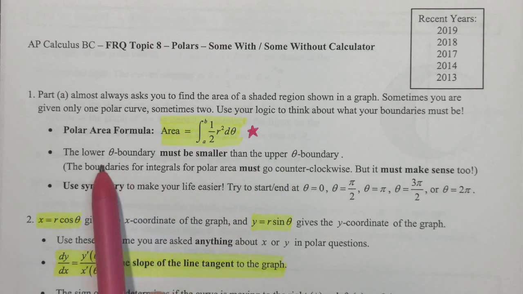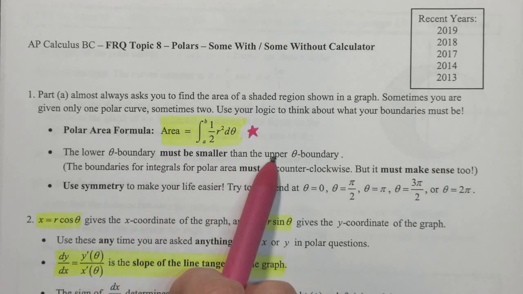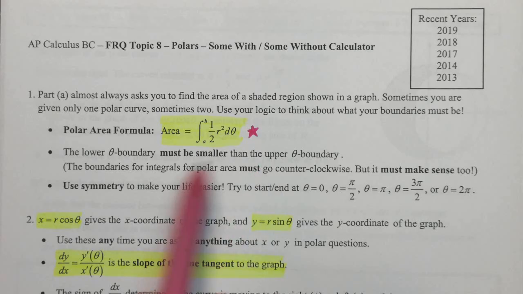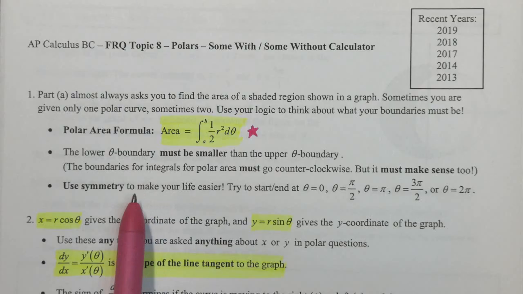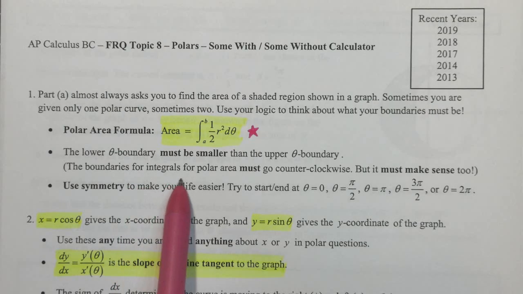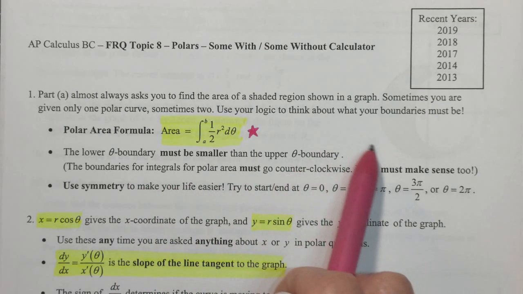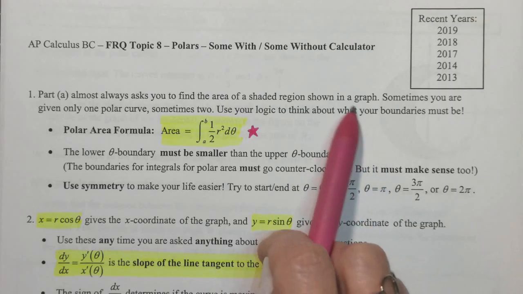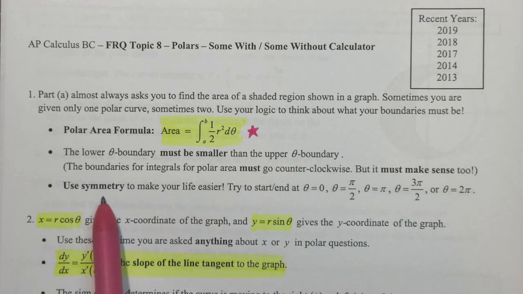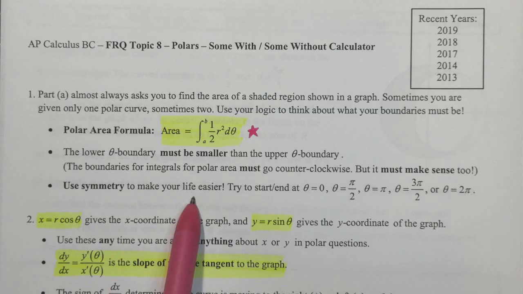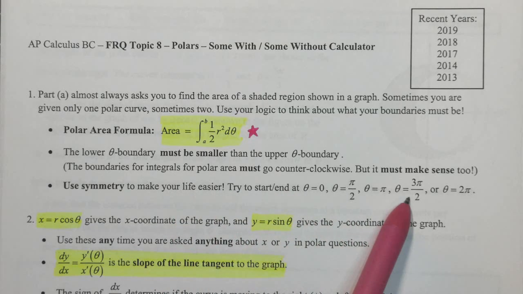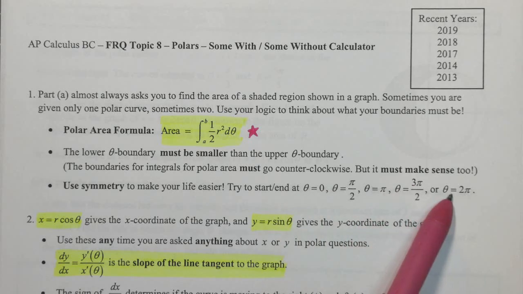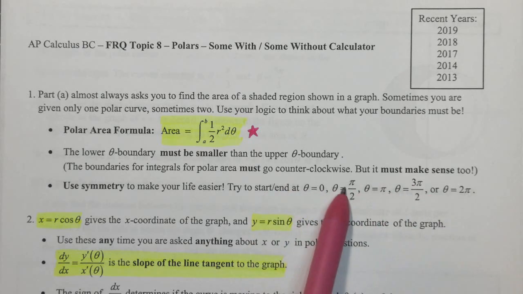Your lower boundary must be smaller than your upper boundary, like always, but I just want to reiterate that. The boundaries for integrals, therefore, must go counterclockwise, because that's how you increase your thetas. Use symmetry to make your life easier. Try to start at 0, pi over 2, pi, 3 pi over 2, or 2 pi. Either start or end there and use symmetry.